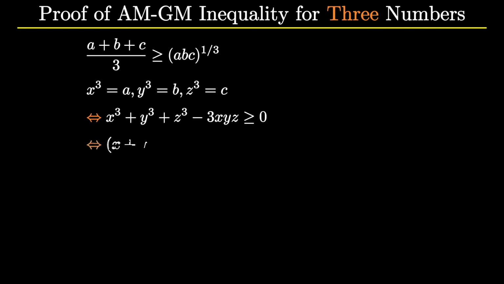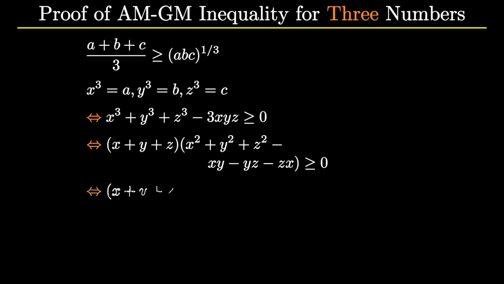That is equivalent to (x plus y plus z) into (x square plus y square plus z square minus xy minus yz minus zx) is greater than or equal to 0. This factorization is standard. If you are interested in its proof, follow the link in the description.